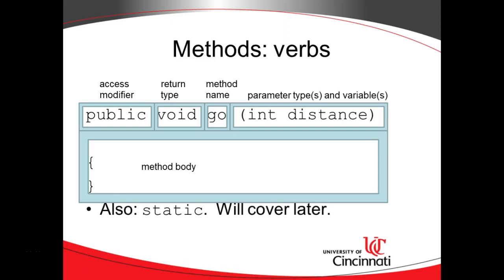Now, static is another keyword that we can look at, but we will cover that later. So that's a look at classes, variables, and methods in the Java programming language.